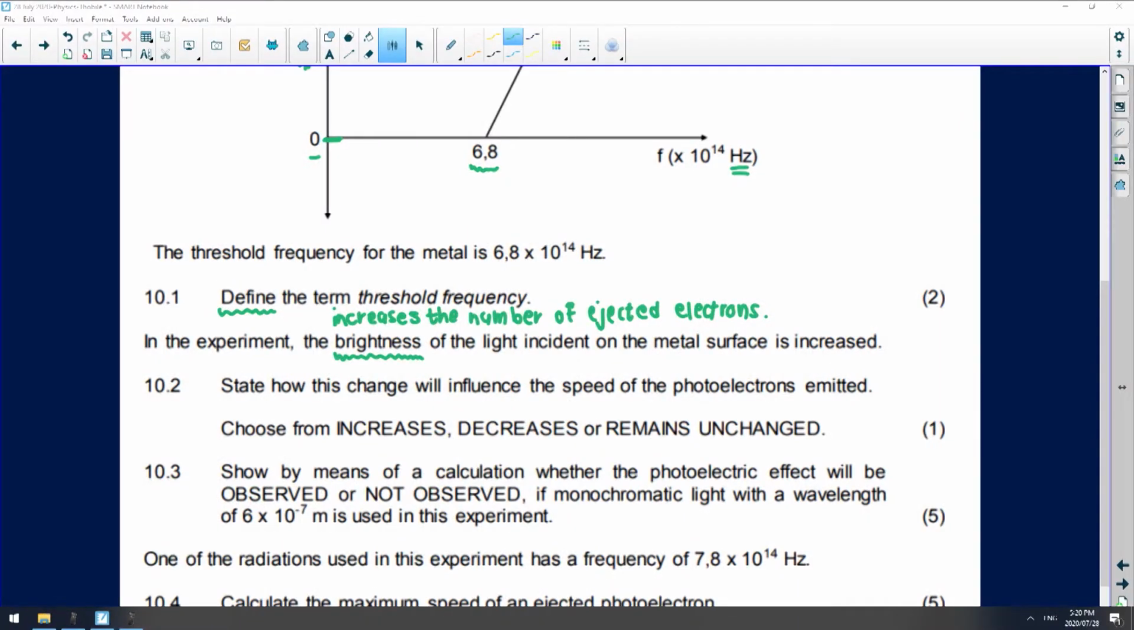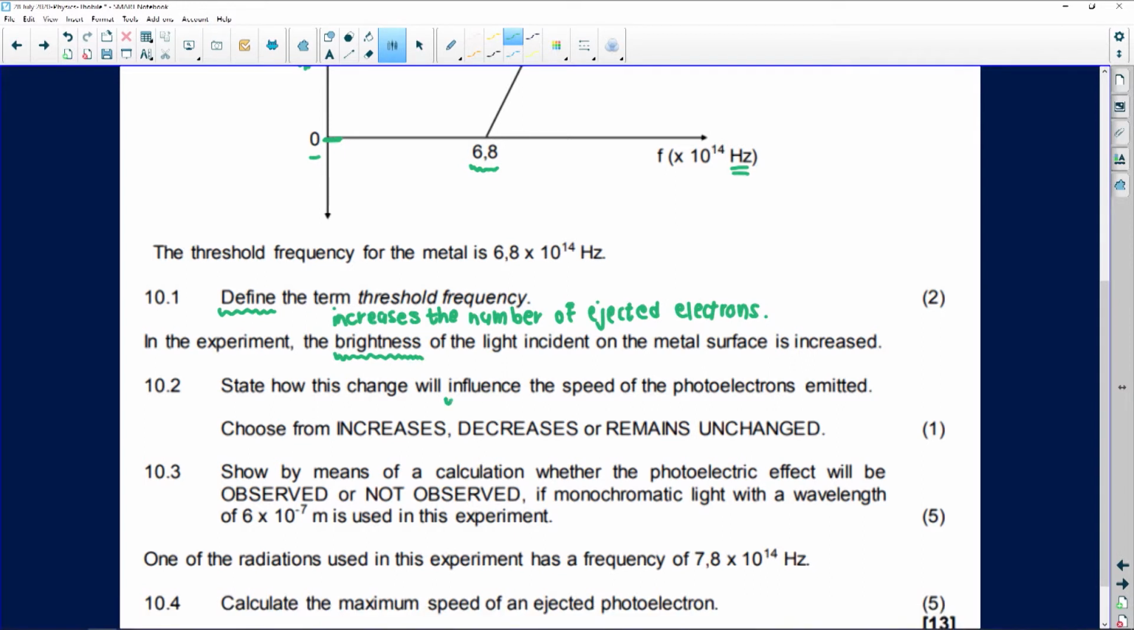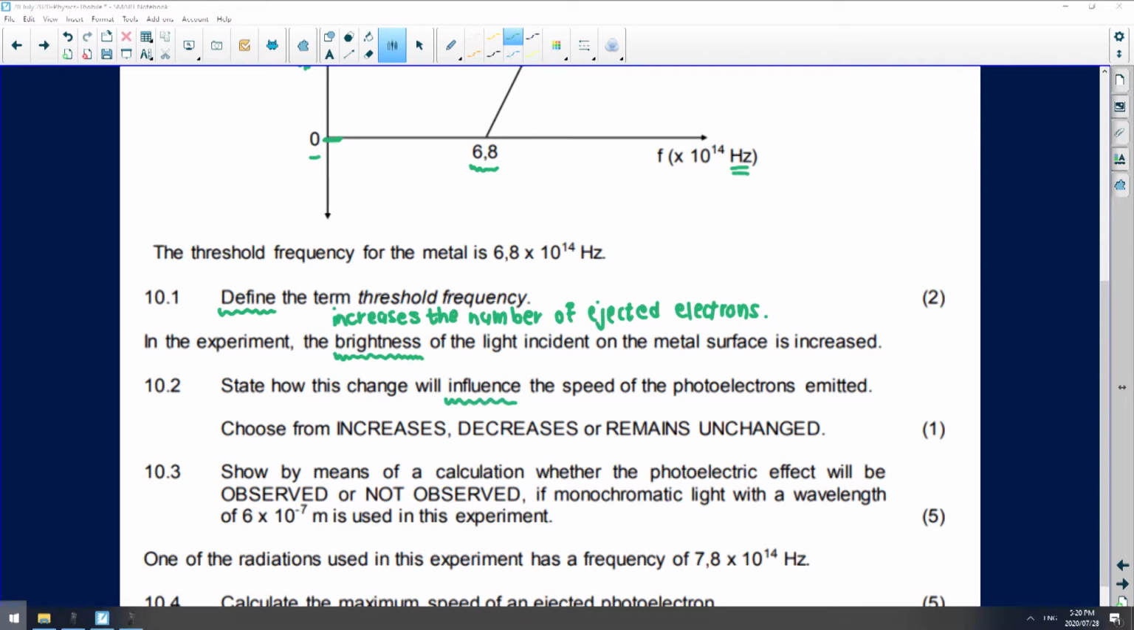So in 10.2 it says, state how this change will influence the speed of the photoelectrons. And that is for 1 mark. And it says choose from increases, decreases, or remains the same. Now guys, if they've given you something like this, please do not go write other words, like the electrons will not change the speed. They say choose from this. The examiner wants to see whether you can read.